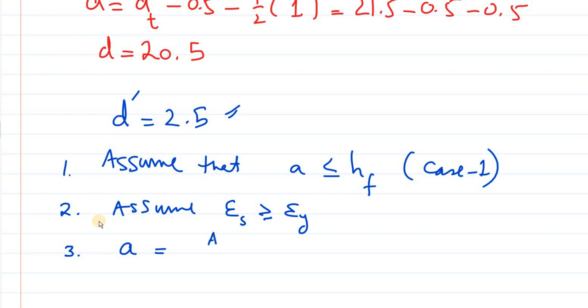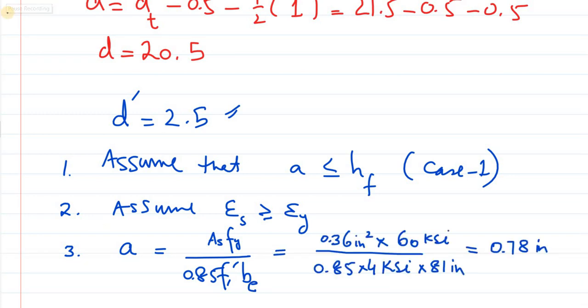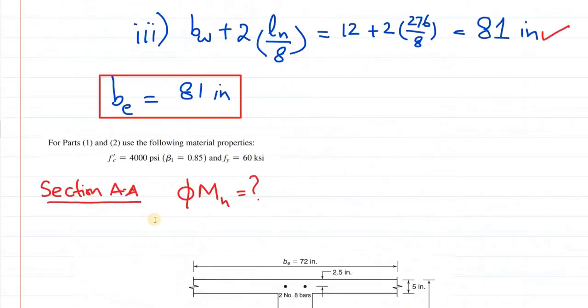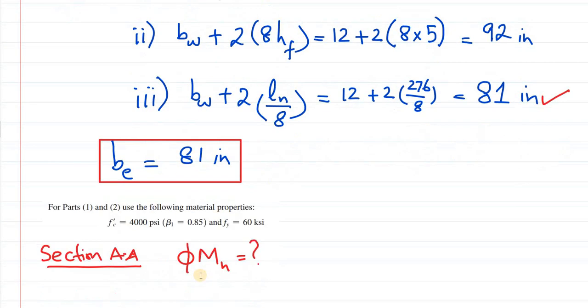So a equals As fy divided by 0.85 fc prime b e. Now you can put in the values. We have put in the values and found the value of a, which is 0.78 inch, and just note down we have put b equal to 81 inch, and this is the result that we have from those preliminary calculations.